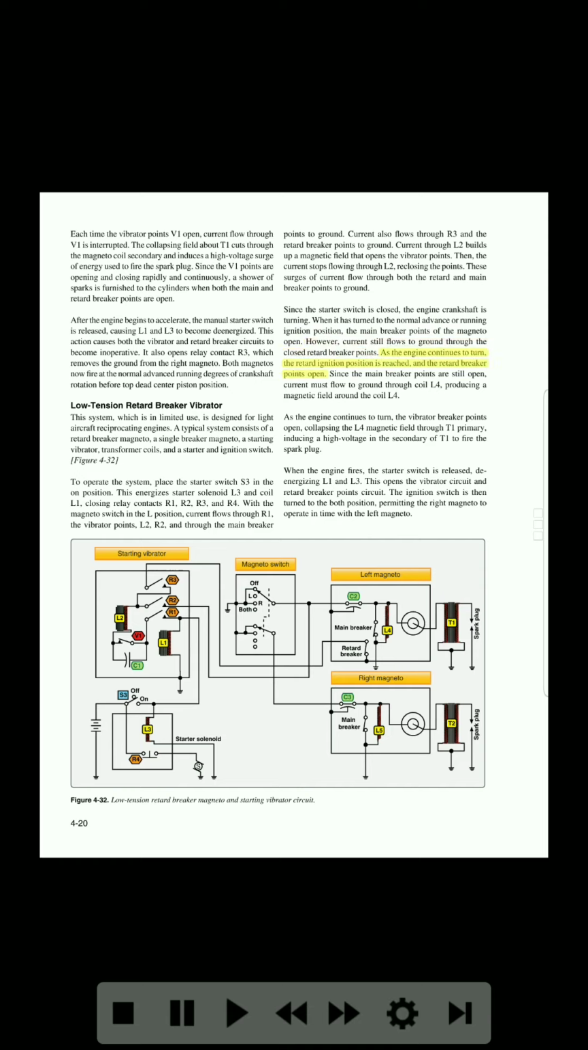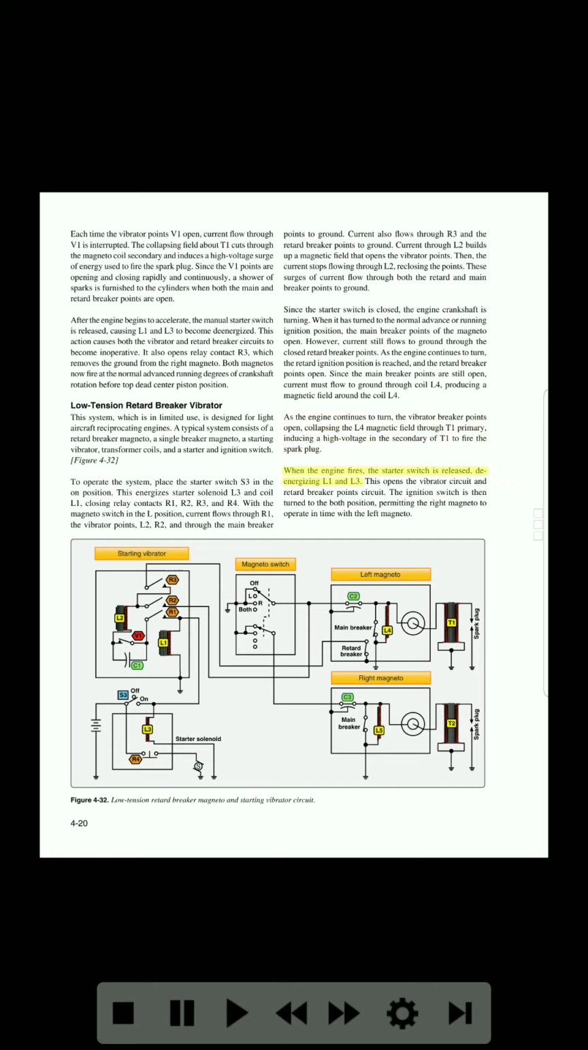As the engine continues to turn, the retard ignition position is reached, and the retard breaker points open. Since the main breaker points are still open, current must flow to ground through coil L4, producing a magnetic field around the coil L4. As the engine continues to turn, the vibrator breaker points open, collapsing the L4 magnetic field through T1 primary, inducing a high voltage in the secondary of T1 to fire the spark plug.